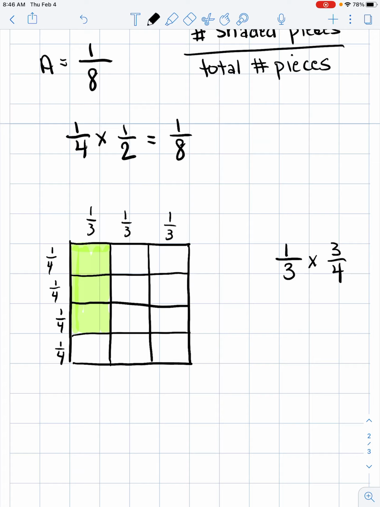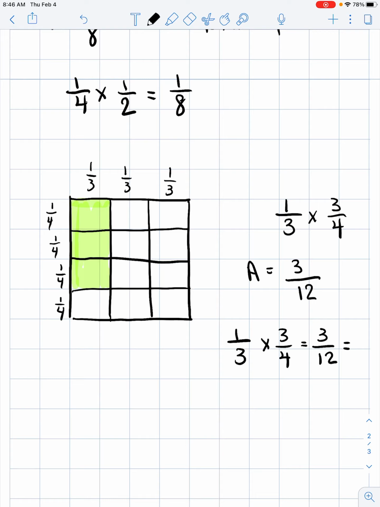According to my model, what do I have here? The area would equal 3 shaded pieces out of a total of 3, 6, 9, 12. When I replace my area with just the dimensions so that I get a multiplication problem, I know that 1/3 times 3/4 equals 3/12. And 3/12 is equal to 1/4.